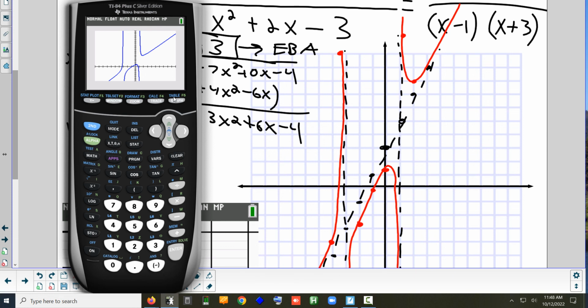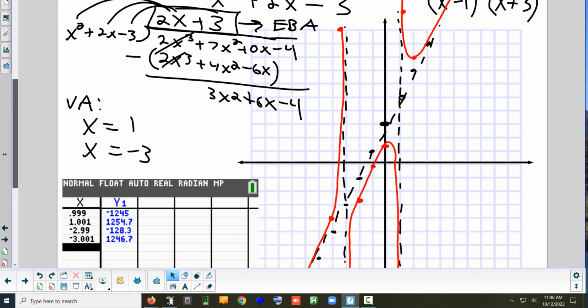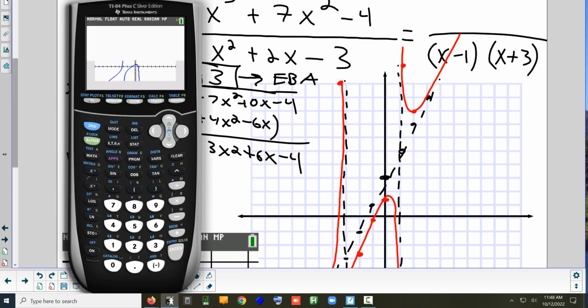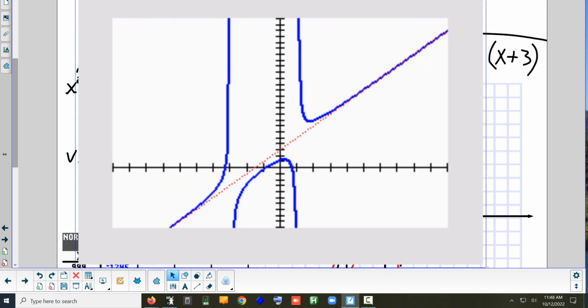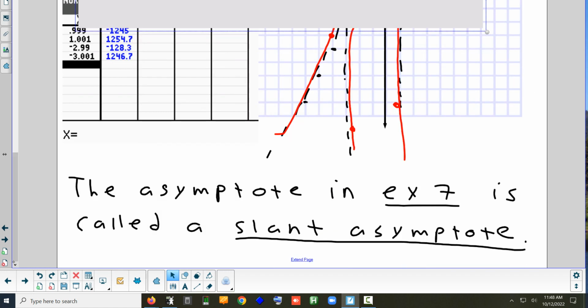Any questions on that? I can't draw the verticals, but I could put in 2x plus 3, and you would see that that is the asymptote in this case. That's what the ends are getting closer and closer to. It looks like it actually touches it, but remember, it never actually does. So that particular asymptote is called a slant. Okay, that's a slant asymptote.